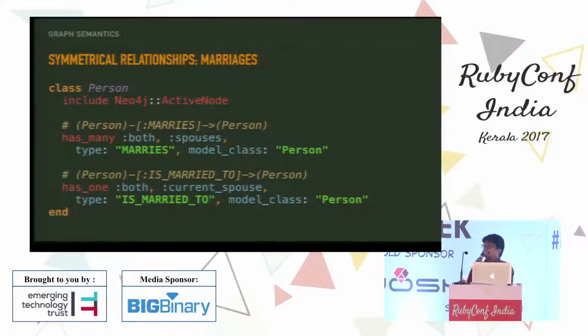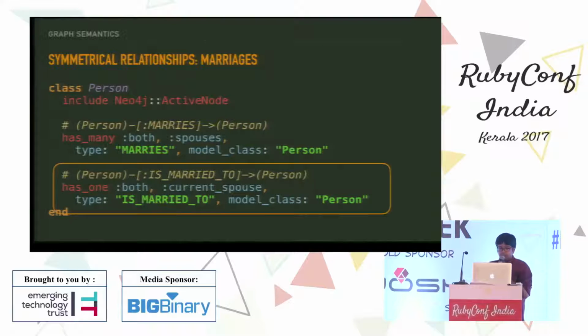There are a few more things going on in this slide, specifically this part. What we are doing here is a person has many spouses, but we have also created an ad hoc pointer to the current spouse. So whenever we want to query for the current spouse of a person, we don't really have to look at all the spouses and filter them. We directly have a relationship between the person and the current spouse, right?